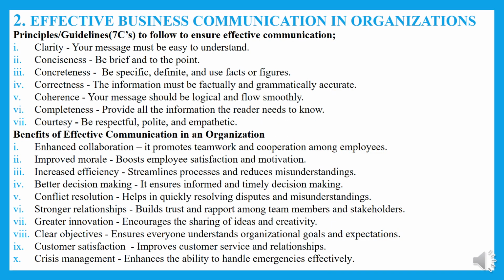Effective business communication in organizations has principles, guidelines, also known as the 7 C's, to follow to ensure effective communication. One, clarity. Your message must be easy to understand. Conciseness, that is, be brief and to the point. Concreteness, being specific, definite, and use of facts or figures. Then we have correctness. The information must be factually and grammatically accurate. Then we have coherence. Your message should be logical and flow smoothly. We have completeness, that is, provide all the information the reader needs to know. And then we have courtesy, be respectful, polite, and empathetic.